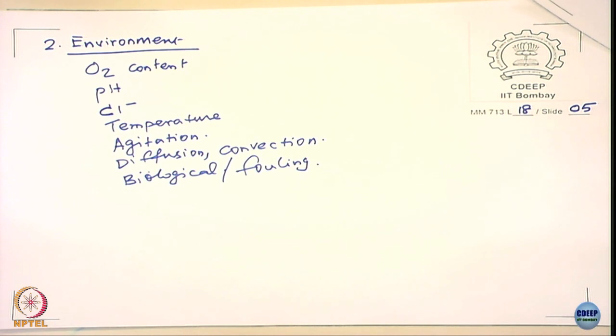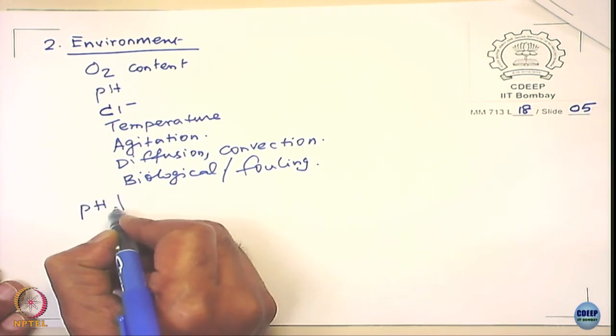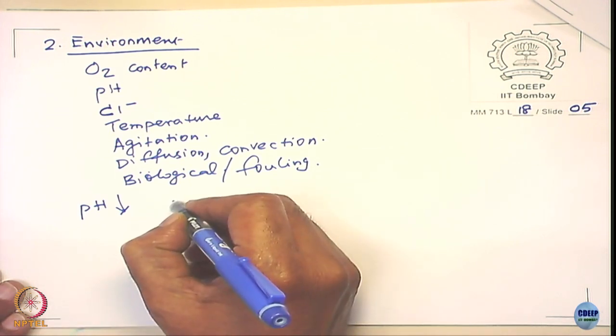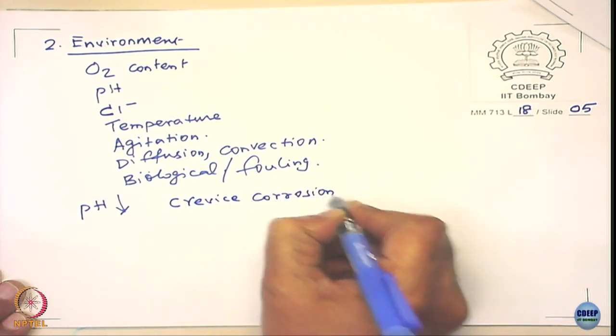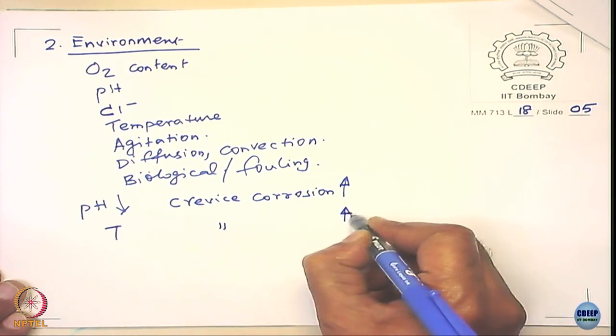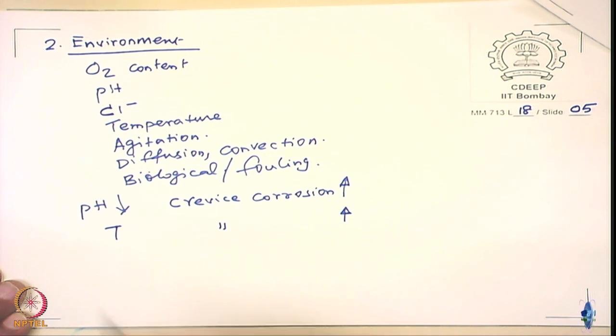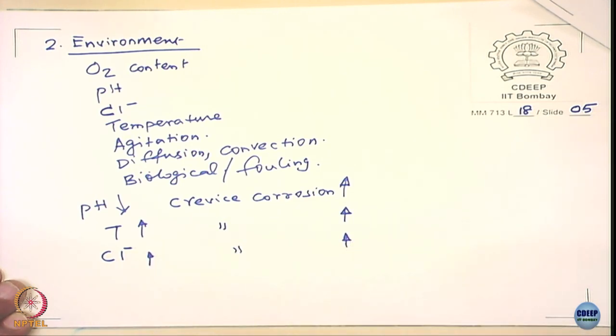Generally, we can say that when you decrease the pH, crevice corrosion increases. Similarly, when the temperature increases, crevice corrosion increases. Chloride, crevice corrosion increases. Yeah, there may be some diffusion increasing, okay. But that is not going to be commensurate with the passive film destruction.